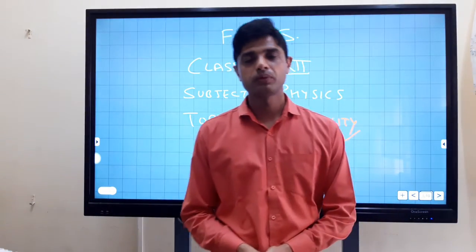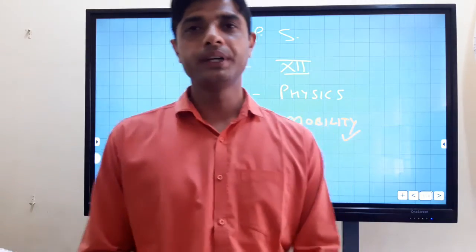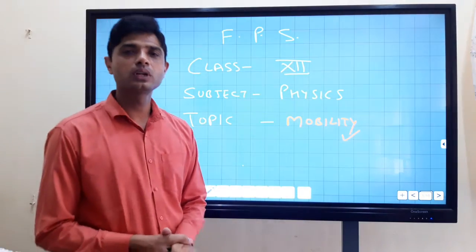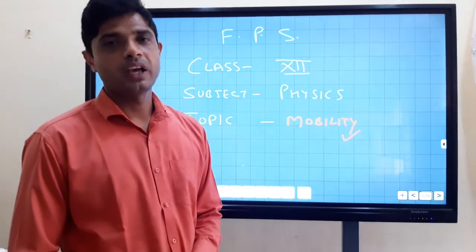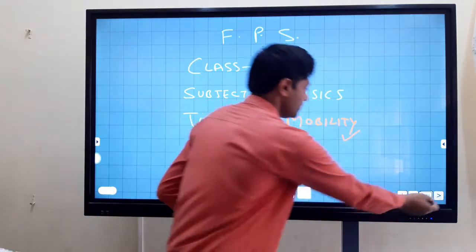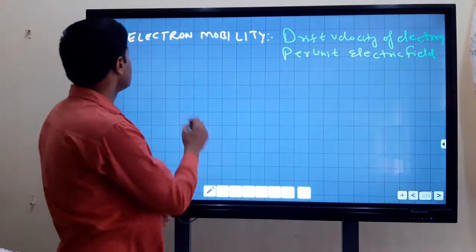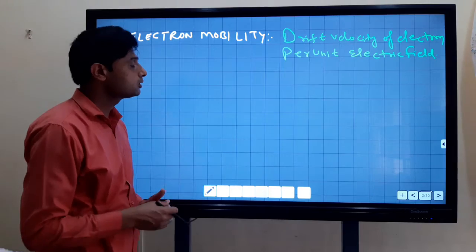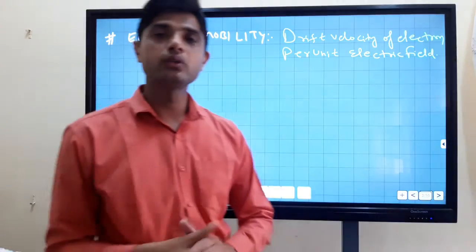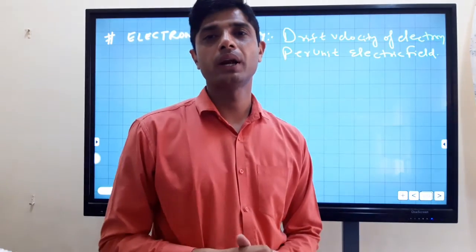Today I am going to take a lecture of 12th class, and today's topic is mobility. Mobility belongs to the mobile charge carrier. So electron mobility is defined as the drift velocity of electron per unit electric field.